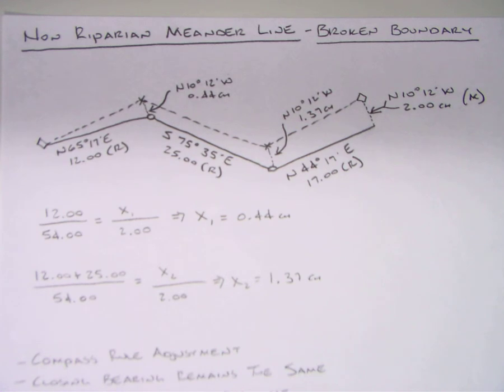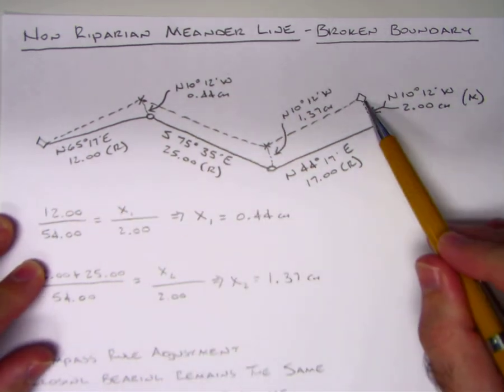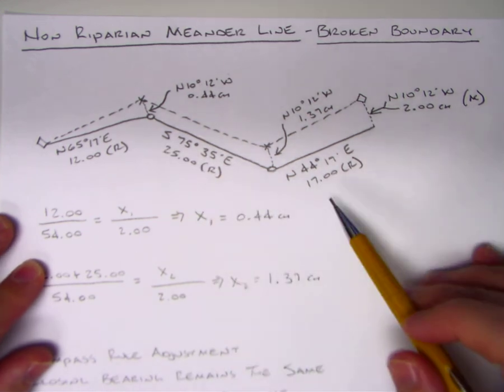It's basically just a compass rule adjustment. So here you have the record. This corner's found, and this corner's found, and these intermediate corners are lost.